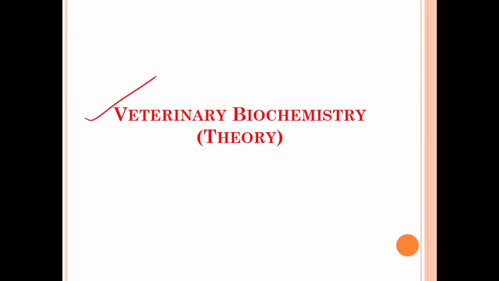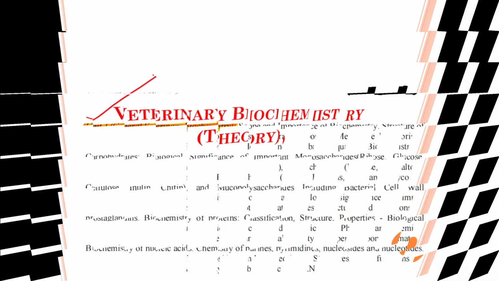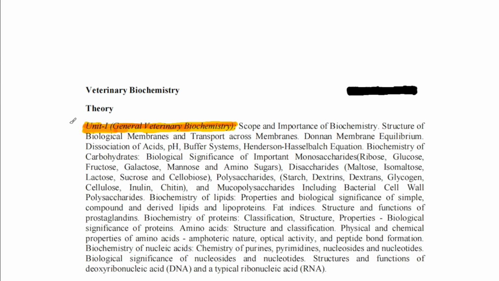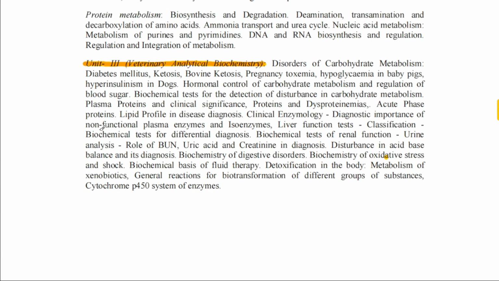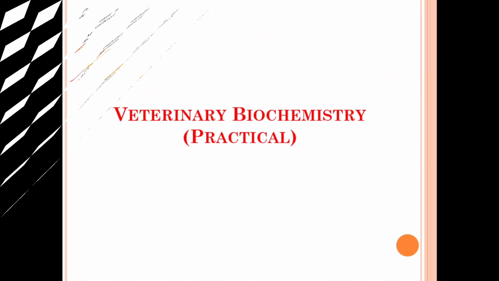Now we will discuss the syllabus for the different subjects, and let's start with the veterinary biochemistry theory portion. For the veterinary biochemistry theory portion, we have a total of 3 units. The first unit deals with general veterinary biochemistry. The second unit deals with intermediary metabolism. And the third unit deals with veterinary analytical biochemistry.